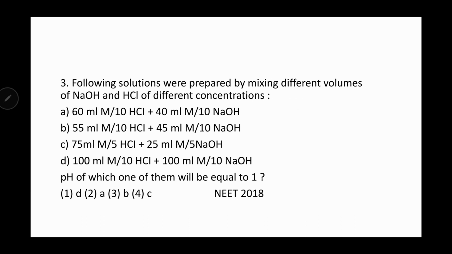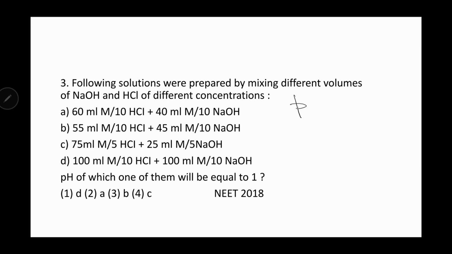Next we have question number 3. Following solutions are prepared by mixing different volumes of NaOH and HCl of different concentrations. A: 60 ml M/10 HCl plus 40 ml M/10 NaOH, B: 55 ml M/10 HCl plus 45 ml M/10 NaOH, C: 75 ml M/5 HCl plus 25 ml M/5 NaOH, D: 100 ml M/10 HCl plus 100 ml M/10 NaOH. Now pH of which one of them will be equal to 1?